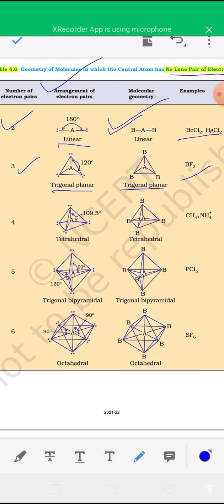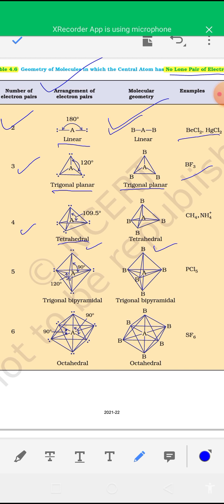If the total number of electron pairs is four, and there is no lone pair of electrons in this molecule, this structure is the ideal structure. Having no lone pair, there is no lone pair repulsion. So 4 electron pairs means 4 covalent bonds, 4 bond pairs, and the arrangement of electron pairs is tetrahedral, and the molecular geometry is also tetrahedral. Examples of such compounds are CH4, NH4+.